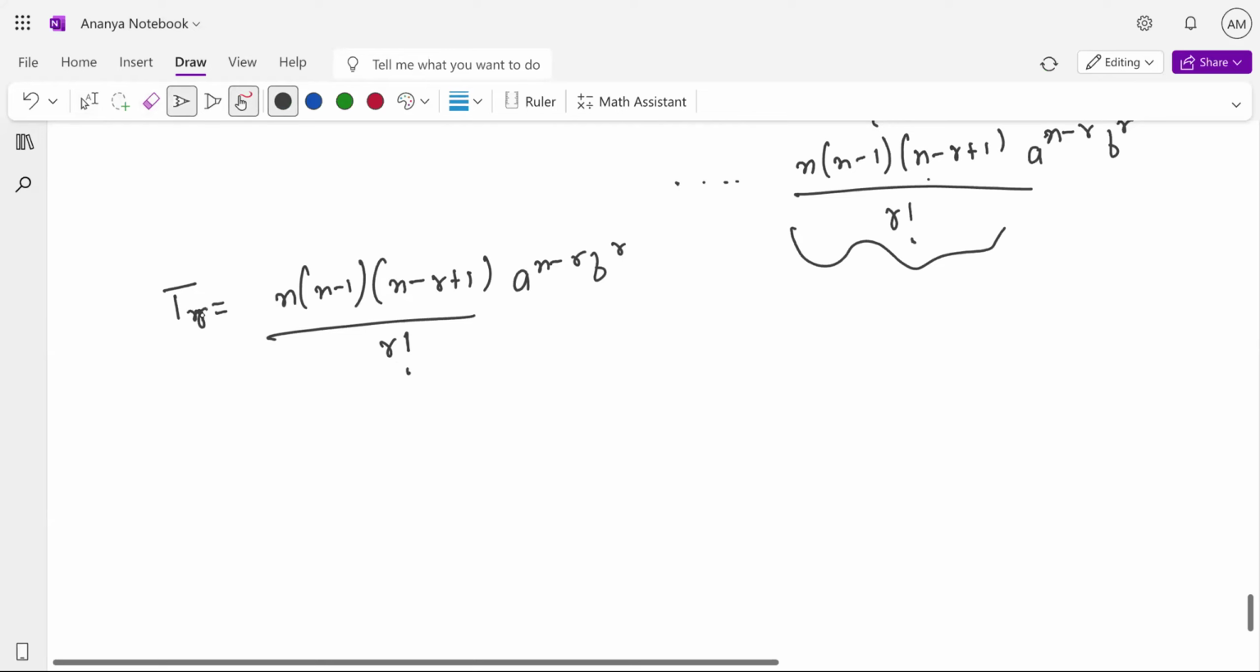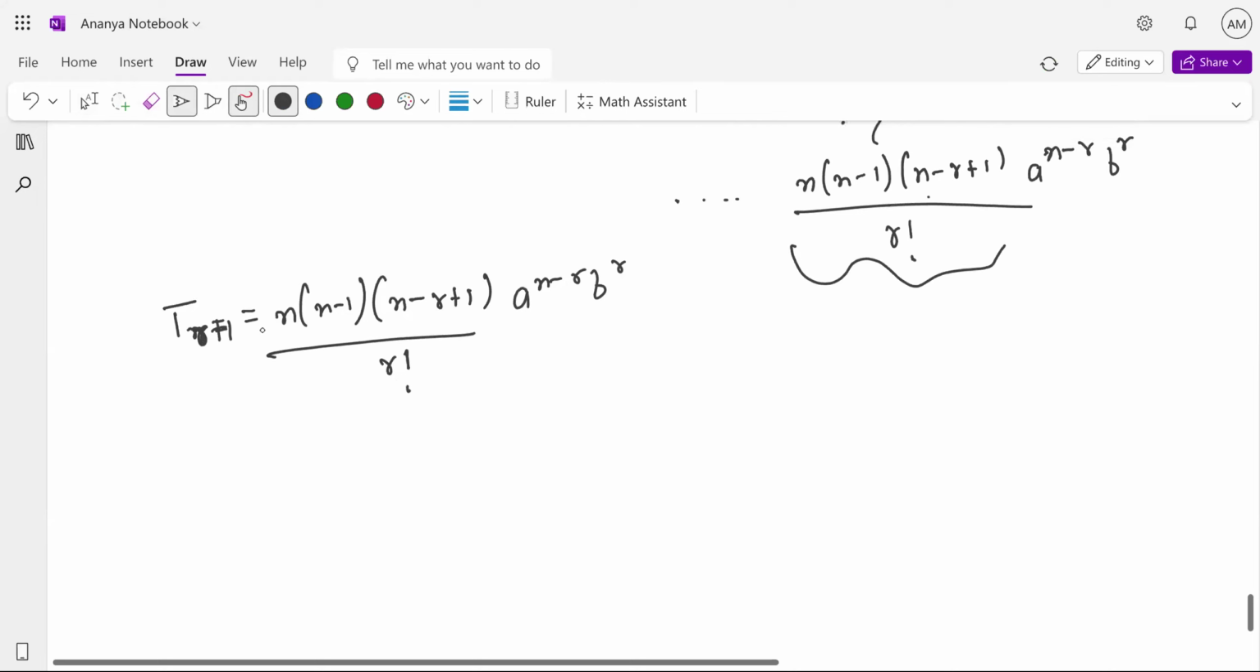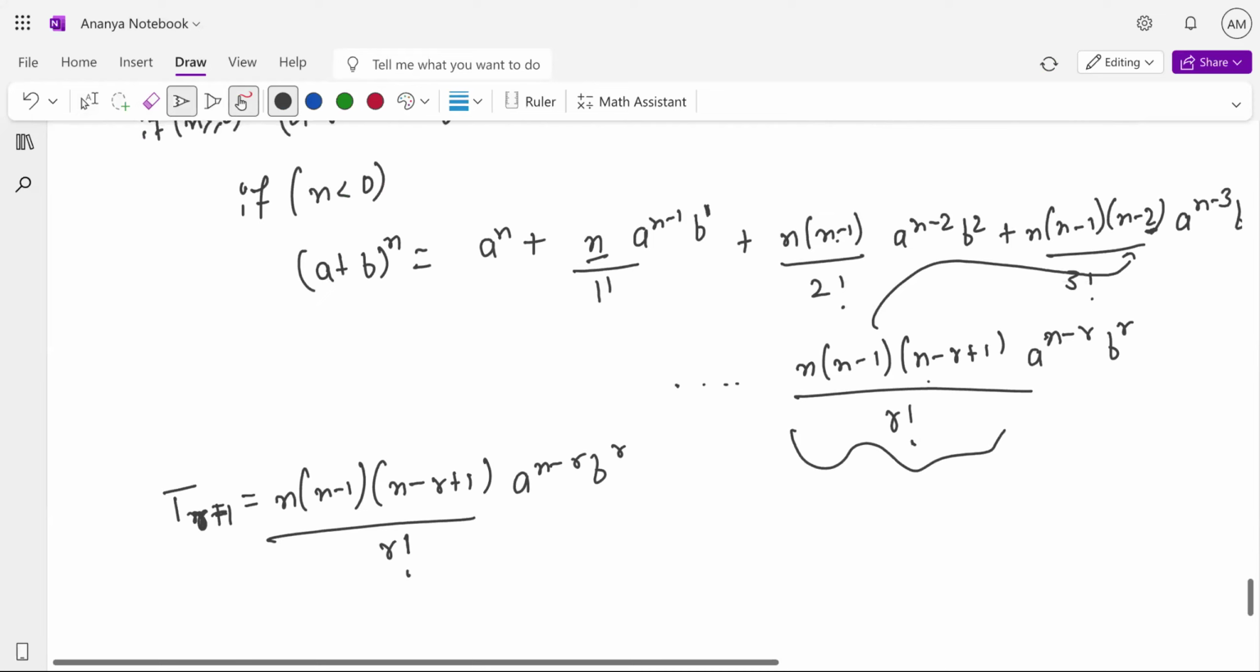Sir, should it be r plus 1? Yeah, exactly. It will be r plus 1. So that's the thing for the negative ones. I don't think you may have got the negative ones when you were solving the NCERT examples. No, sir, we didn't get. Right? Okay.